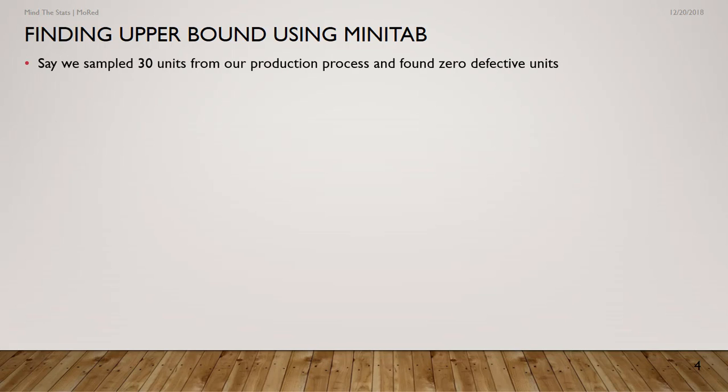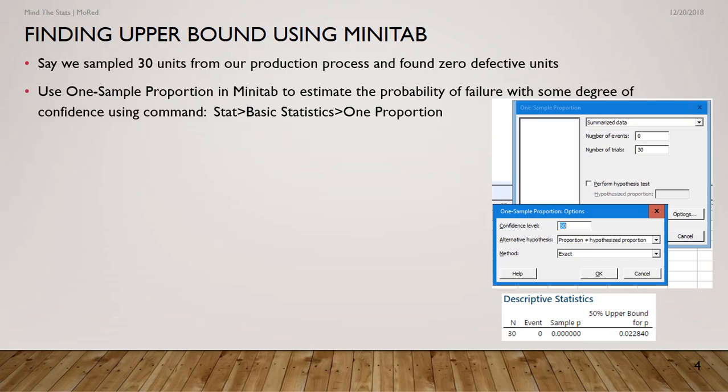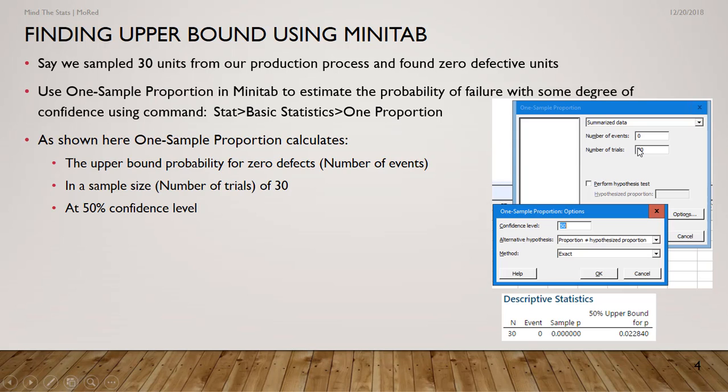Say we sampled 30 units from our production process and found zero defective units. We go to Minitab and we use one sample proportion. The command is, as shown here, Stat, Basic Statistics, 1 Proportion. As shown here on the right, we select summarize data, where we enter the number of events, which is 0, and number of trials is 30. That's a sample size of 30 and reject rate of 0.